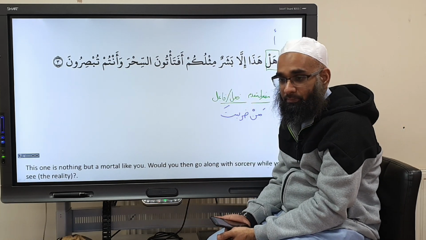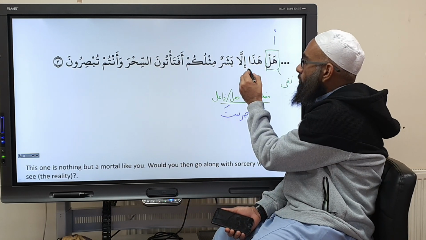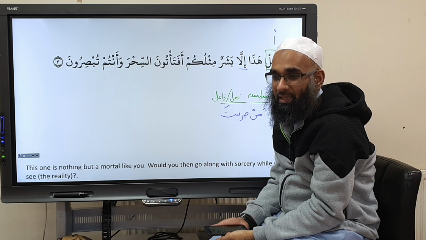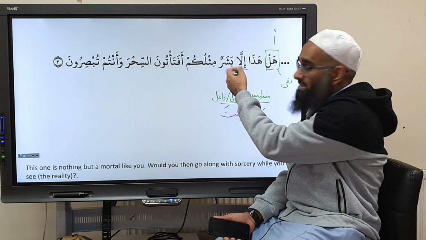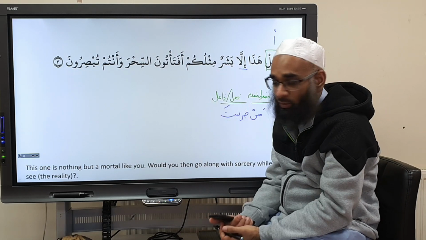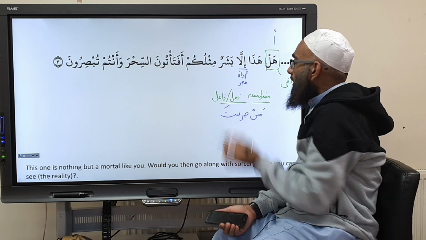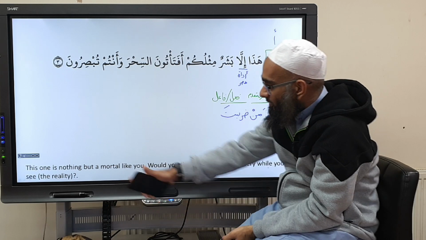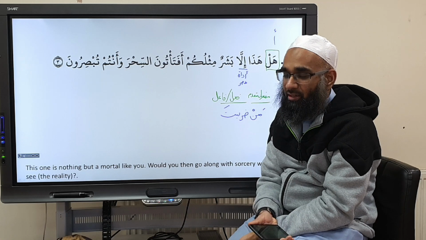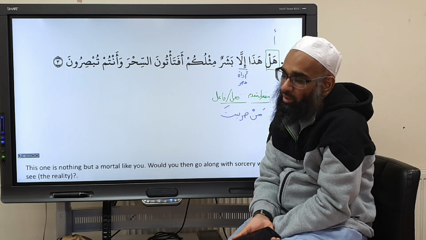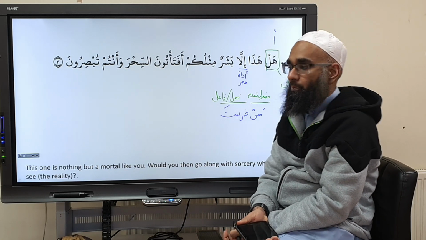For example, what's happening here? The illa is there and usually comes with a negative. But this hal is what? Hal is a question, but it has a negative connotation. Therefore, we'll say that this illa is istithna mufarragh, meaning istithna ta'kid, it's adatu hasr, not a harf istithna. That's why they have a question mark in the English translation. هل هذا إلا بشر? You can do it negatively: this is only a human being like you.